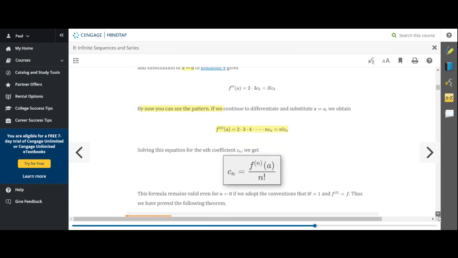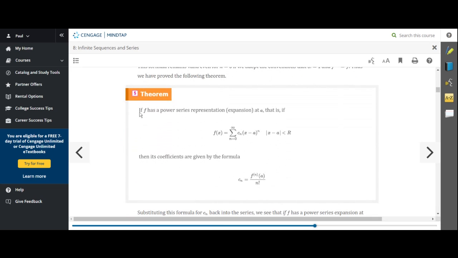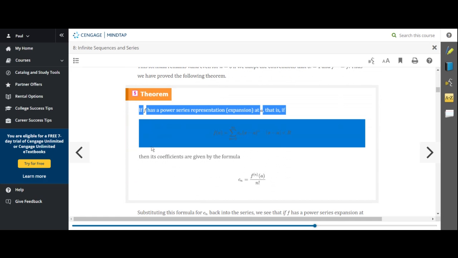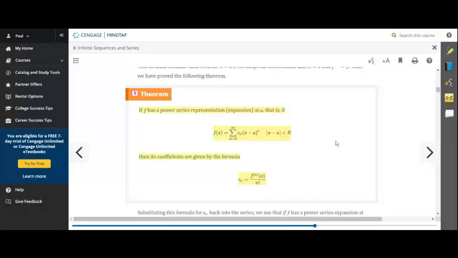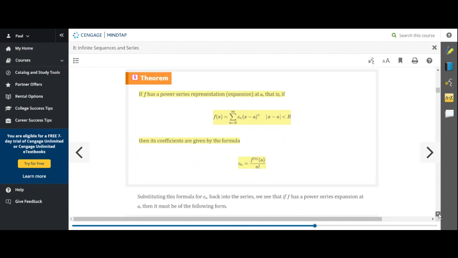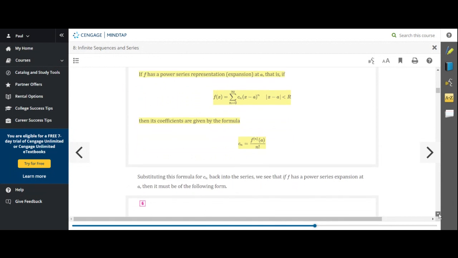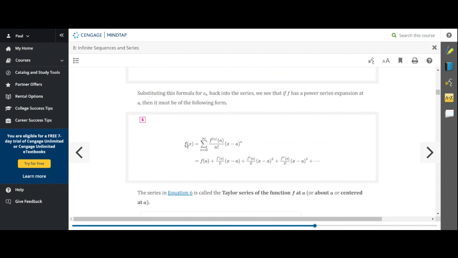So now we have this result, this theorem. If you can write a function as a power series, as they show you here in Theorem 5, the coefficients are given by c sub n equals the nth derivative of the function evaluated at a divided by n factorial. And so you see, in order for this to work, the function has to be differentiable. Okay. And so then here's the general formula.